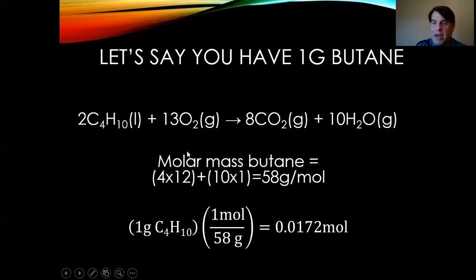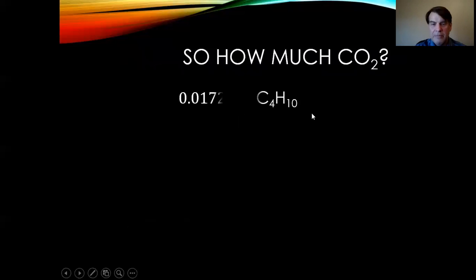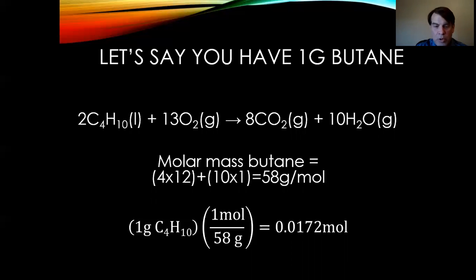Assuming I have an adequate amount of oxygen, if I have 1 gram of butane, how much CO2 can I get out of it? Well, this is how many moles of butane we know. What is the ratio of butane molecules to carbon dioxide molecules? Or better yet, what is the ratio of butane moles to carbon dioxide moles? Well, it's 2 to 8, or 1 to 4, right?